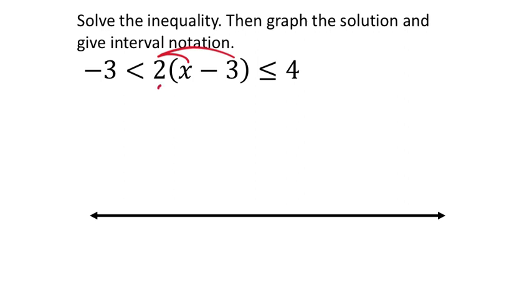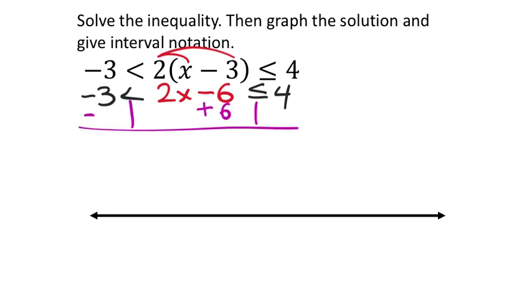So that'd be 2 times x, that'd be 2x. And 2 times -3 would be -6 right there. So everything else stays the same. -3 is less than 2x minus 6, less than or equal to 4. And now I will add 6 to all 3 parts. So add 6 plus 6.